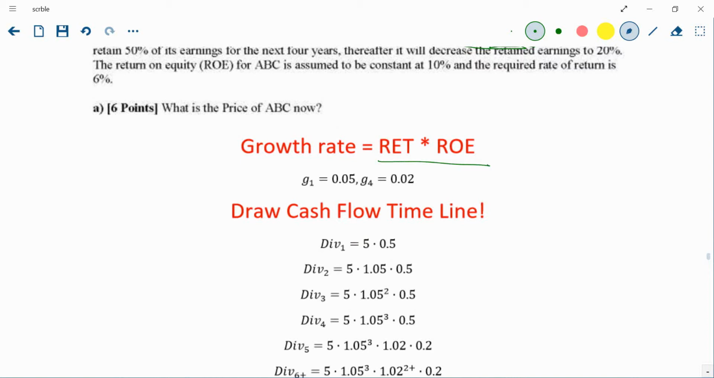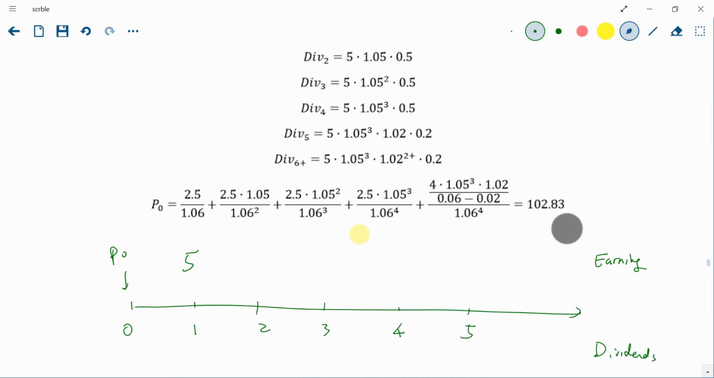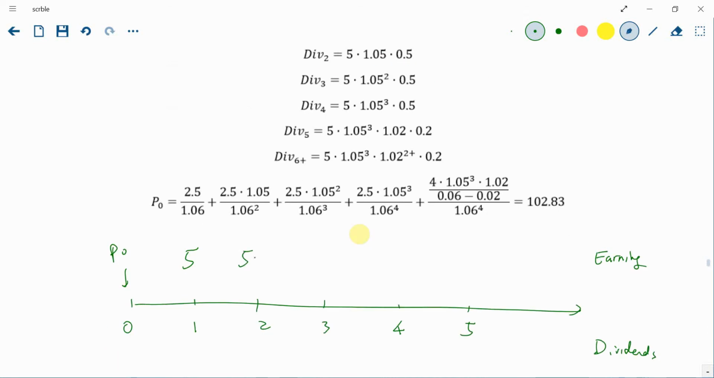Growth rate is the retained earnings times the return on equity. So in the first 4 years, the growth rate can be calculated to be 0.05, and afterwards it is 0.02. Therefore, it would grow at a rate of 5% in the first 4 years: 1.05, 1.05 squared, 1.05 cubed, and starting from year 5, it would grow at a different rate.